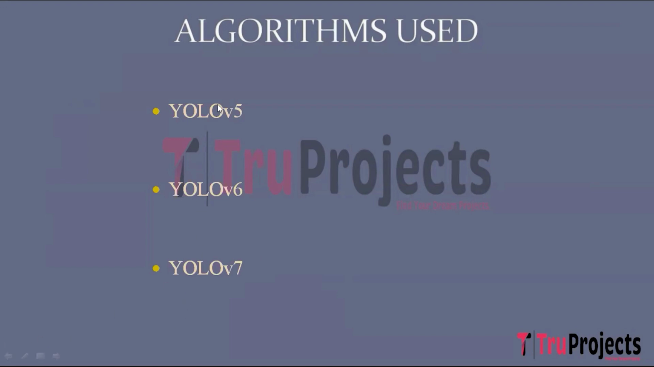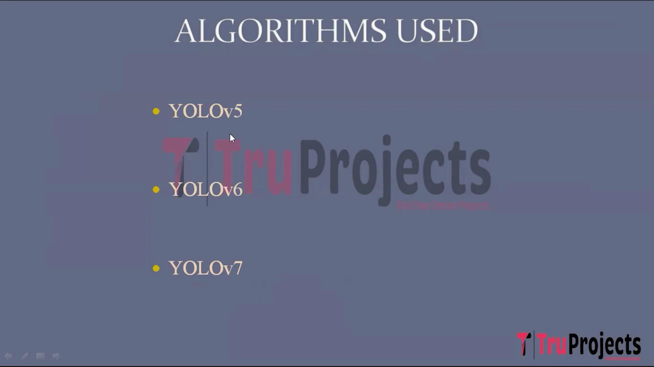So these are different architectures in YOLO, YOLOv5, YOLOv6, and YOLOv7. So in this project, we have proposed YOLOv5. We have built YOLOv6 and YOLOv7 for comparison.